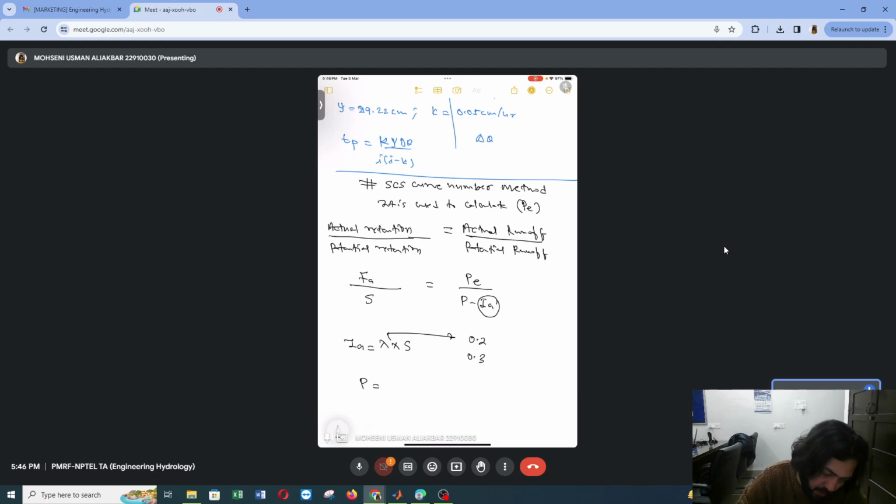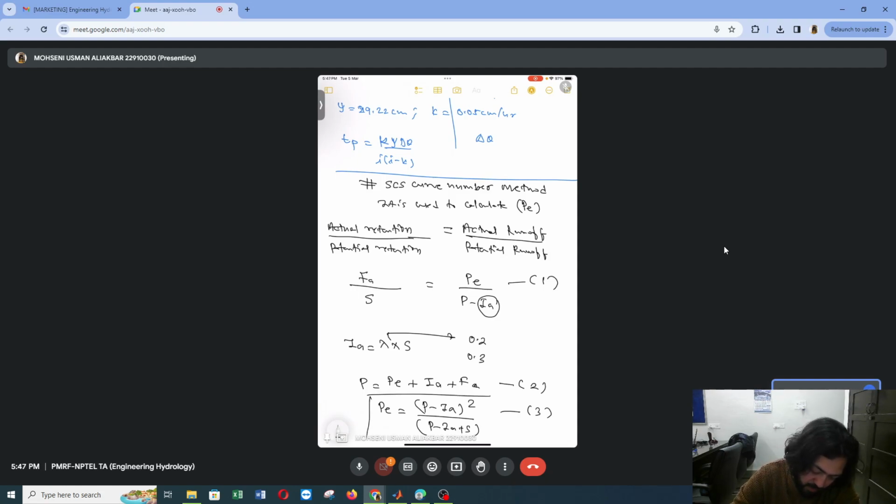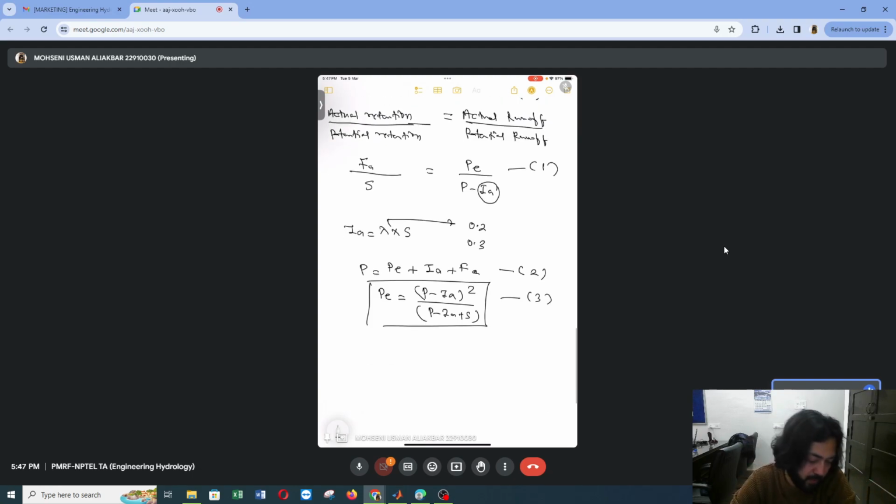We know that the total rainfall P is the sum of actual runoff, initial abstraction and actual retention. So we can name this equation as 1, and this equation as 2. Now we can substitute the value of P in equation 2, and derive the next equation for actual retention, and this equation will become P minus I of a, whole square, upon P minus I of a plus S. So this is the equation which is used in the SCS curve number method to obtain excess runoff, P of E.